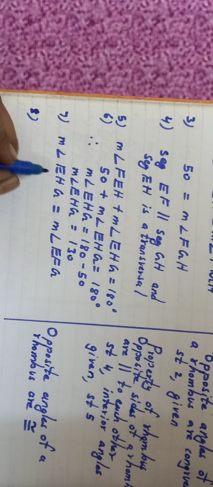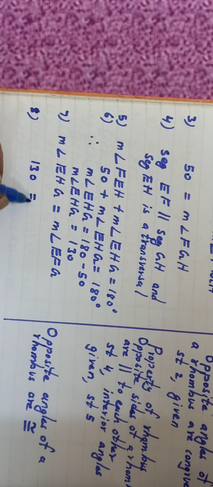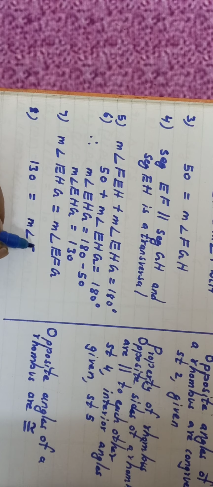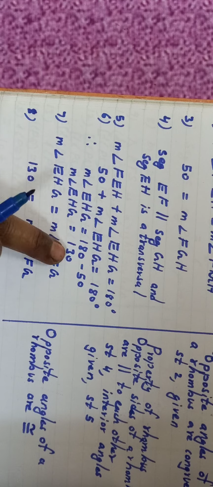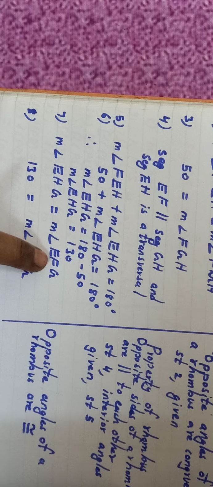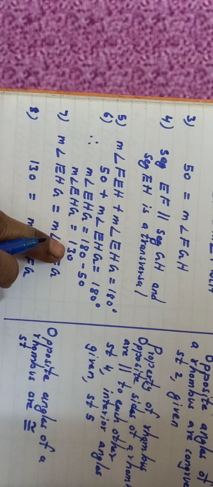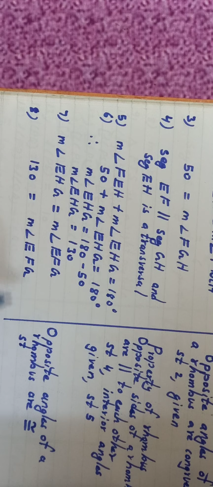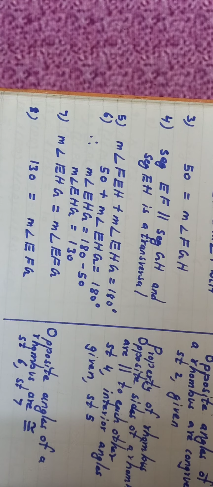Now the 8th step will be: measure of angle EHG is 130. So we will write here 130 is equal to measure of angle EFG. Right? So measure of angle EHG is 130, I substituted it here, and EFG we got. We will write the reason here: from statement 6 we have taken 130, so we will write from statement 6 and statement 7. From these two we have got the reason. So this angle we have got 130 degrees.